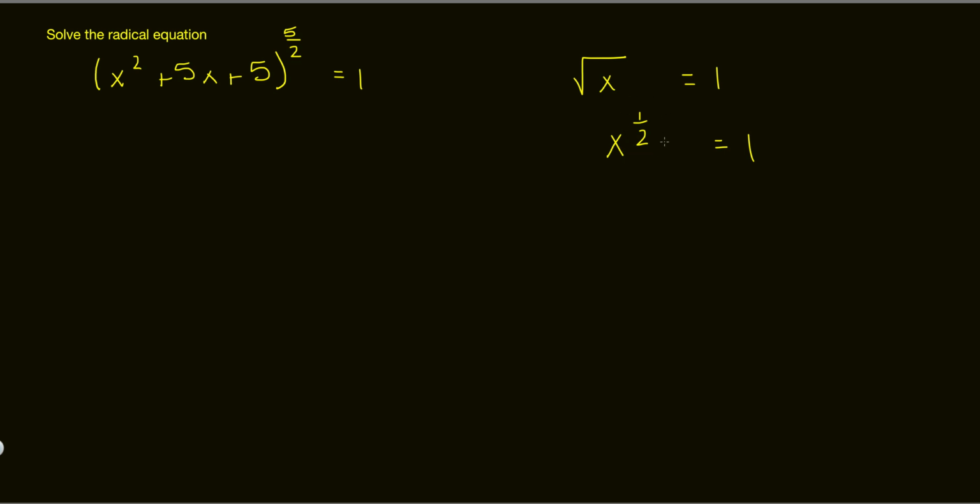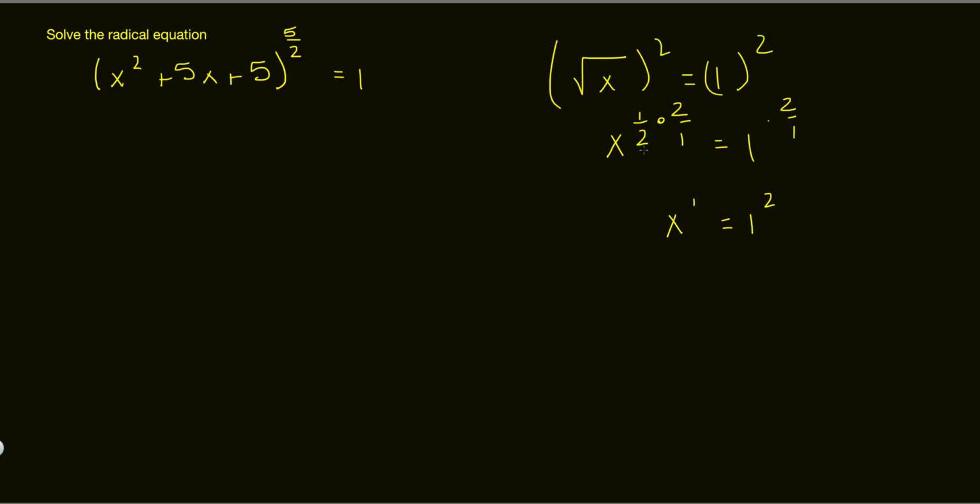And now I just need to think, what do I have to multiply to 1/2 to get 1? When you do that, you have to multiply the reciprocal, 2 over 1. And what I do to one side, I have to do to the other. So now on this side, I have x to the power of 1 equals 1 squared.